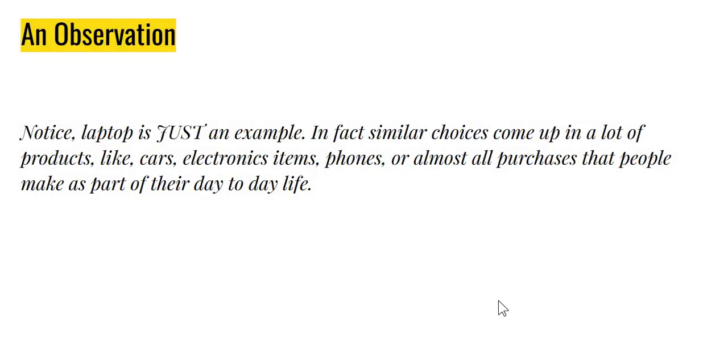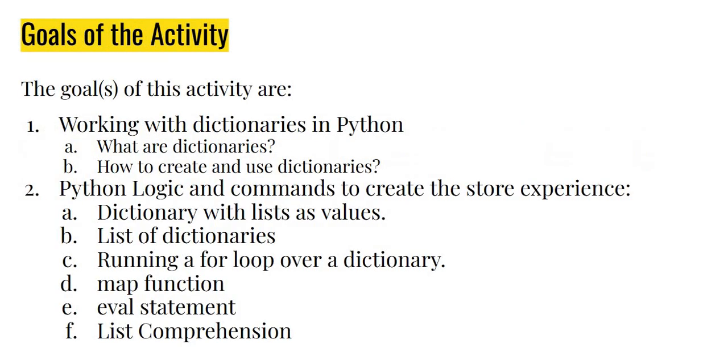Now, one observation here is that laptop is just an example. In fact, similar choices come up in a lot of products that we purchase, for example, cars, electronic items, phones. If you think about it, with anything we purchase, we are making a comparison of the specifications of the product to the needs that we have and the budget that we have. This means that the game can be adapted to many other product categories, which I think makes it quite interesting and very relatable.